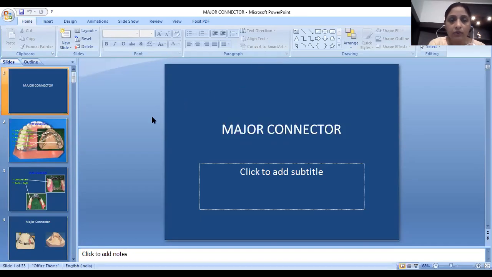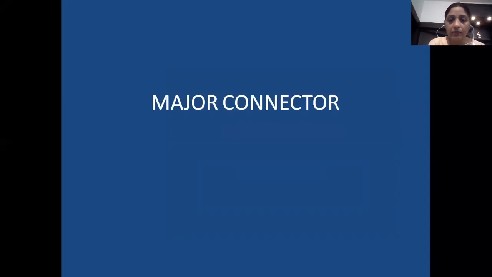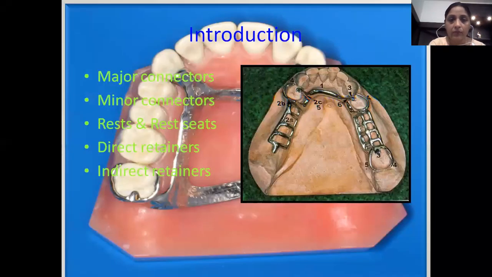These are major connector, the main connector, or the major component of RPD. Now, the major connector is the component which connects one arch to the other arch. The components which are present on one side of the arch are connected to the other side of the arch through major connector.